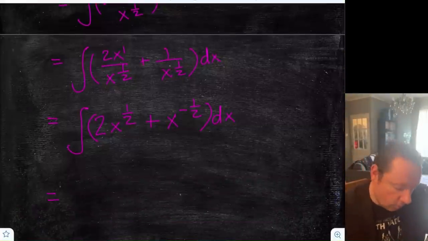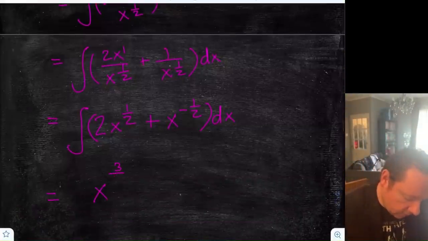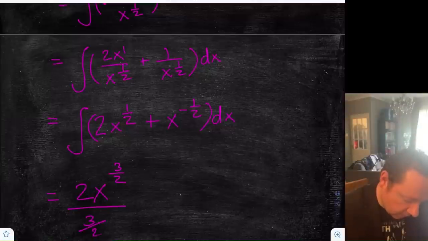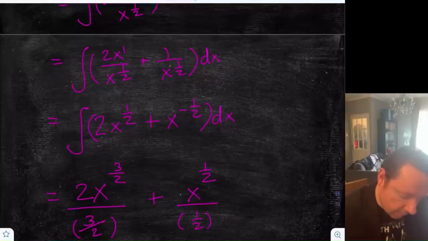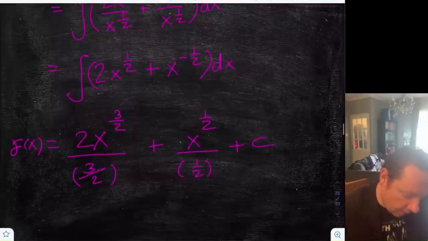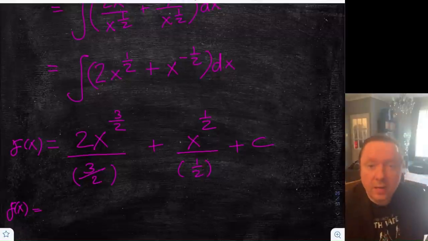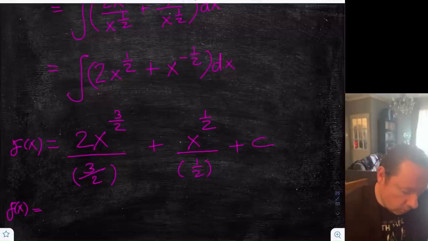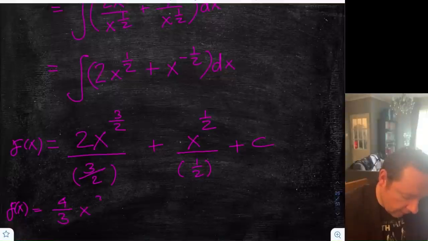So we can now integrate it, add 1 to the power, so we get x to the 3 halves. We've still got the 2, and we're going to divide by 3 halves in a minute. And then add 1 to the power of this, we get x to the half, divide by the new power, so divide by a half, but then we've got our plus c. Remember, this is f of x. Tidying that up a little bit, f of x is equal to, dividing by a fraction means times by its reciprocal. So I do 2 times 2 is 4 over 3. So that's 4 thirds of x to the 3 halves. And 1 divided by a half is 2. So plus 2x to the half plus c.